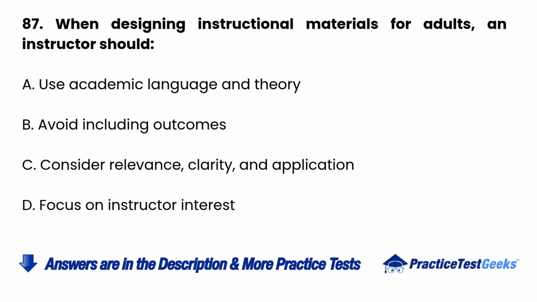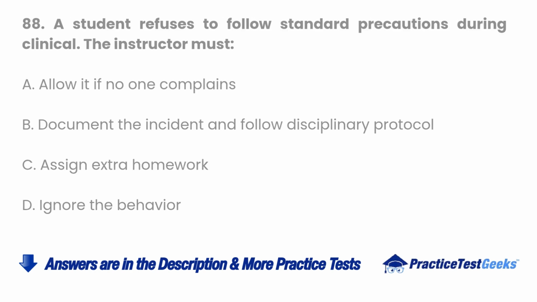87. When designing instructional materials for adults, an instructor should A. Use academic language and theory. B. Avoid including outcomes. C. Consider relevance, clarity, and application. D. Focus on instructor interest.